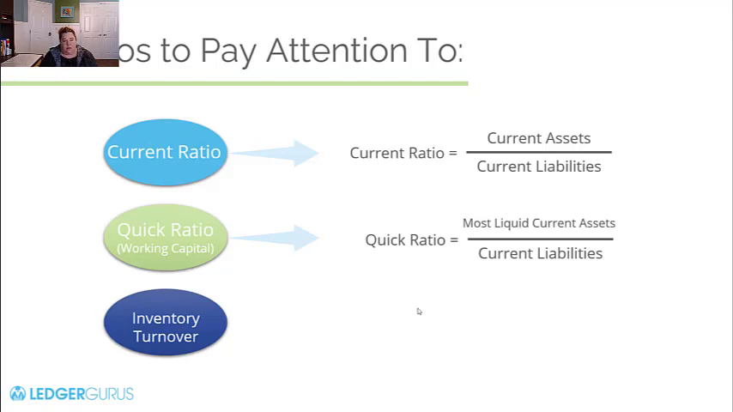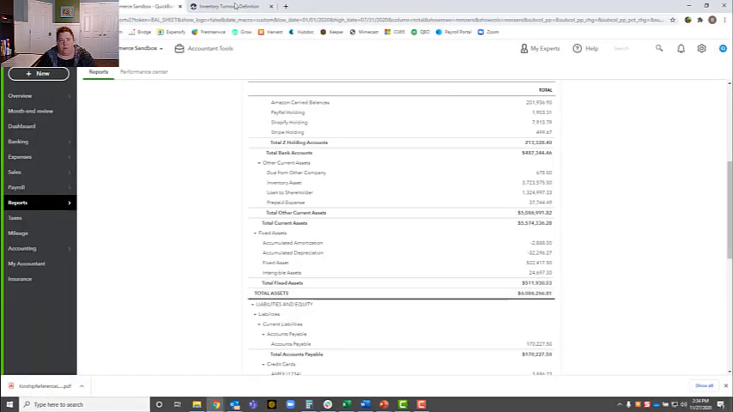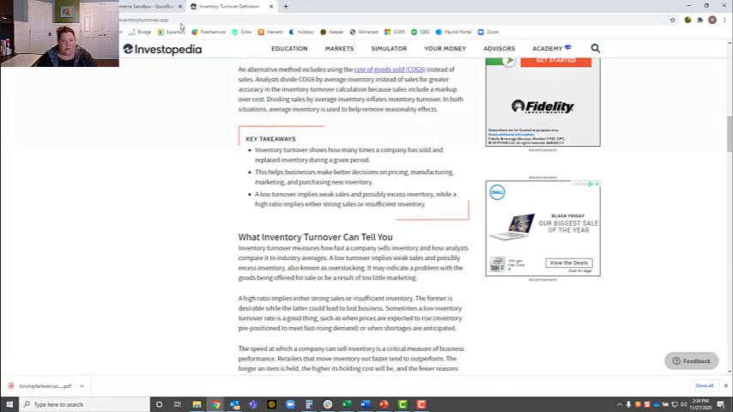Another one we talked about, asset management, is inventory turnover. Inventory turnover is calculated as sales versus average inventory. I just pulled up this Investopedia page to take a look at what inventory turnover can tell you, because I feel like it does a much better job of describing it than I would on the fly.